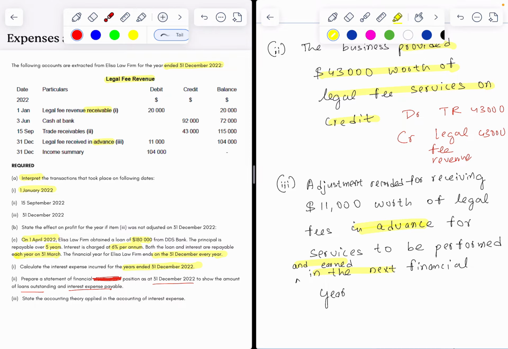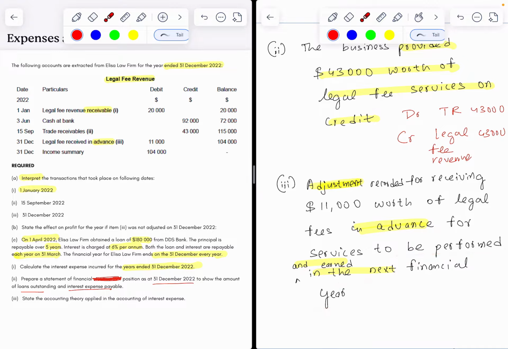The key word here is adjustment. So, the adjustment that the business recorded for receiving $11,000 worth of legal fees in advance in this financial year, which is a current liability, right? As we can understand, because you have taken the money, you haven't delivered on your promises this financial year, right? For services to be performed and earned in the next financial year.